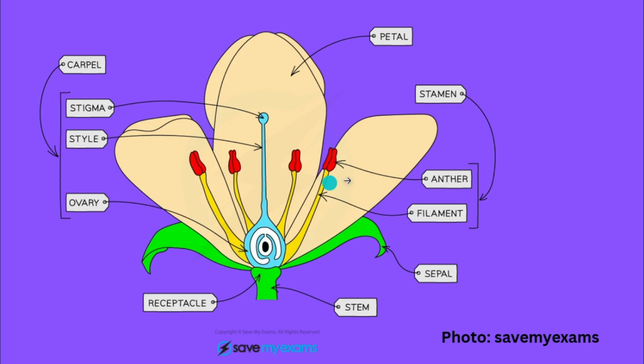So the filament supports it, the pollen grain is produced, and both of them make up what the stamen is. It's like a collective name for the male reproductive area right here. And the goal is to fertilize the female and get that pollen grain in the stigma, down the style to the ovary. Fertilization takes place, and then the ovary turns into the fruit, and the seeds would be formed from the ovules, and that's how you get a fruit forming.